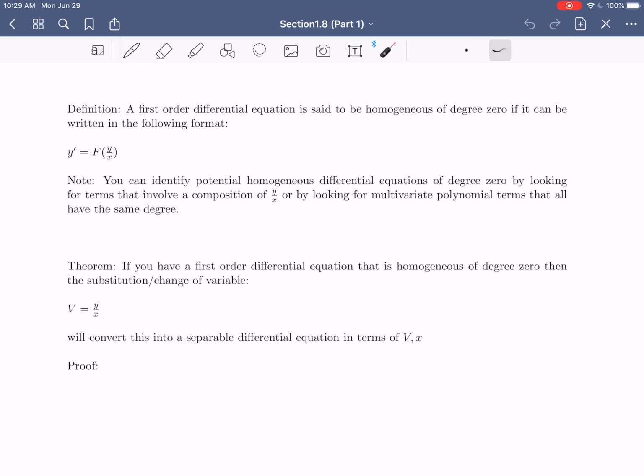To start with, we're going to give a definition. A first-order differential equation is said to be homogeneous of degree 0. This is a clunky name. A lot of times it's just referenced as homogeneous, but unfortunately, homogeneous is a word that we use several times throughout this course, meaning different things.